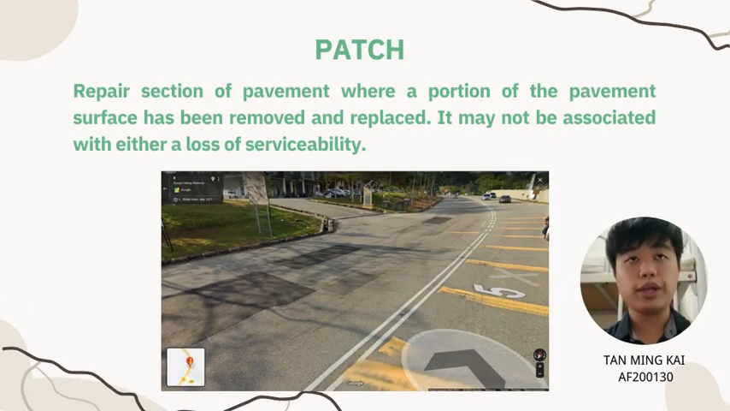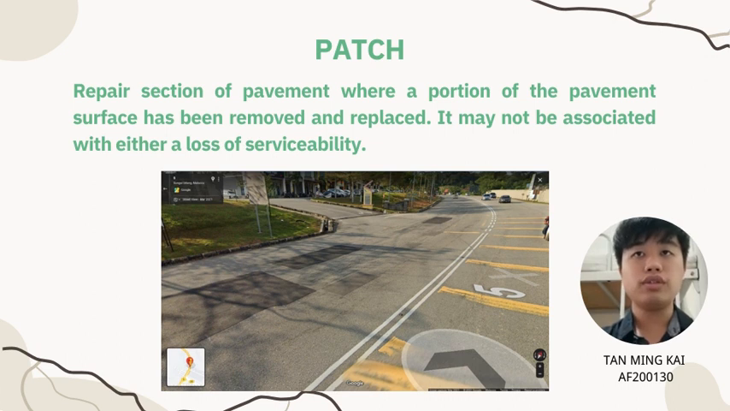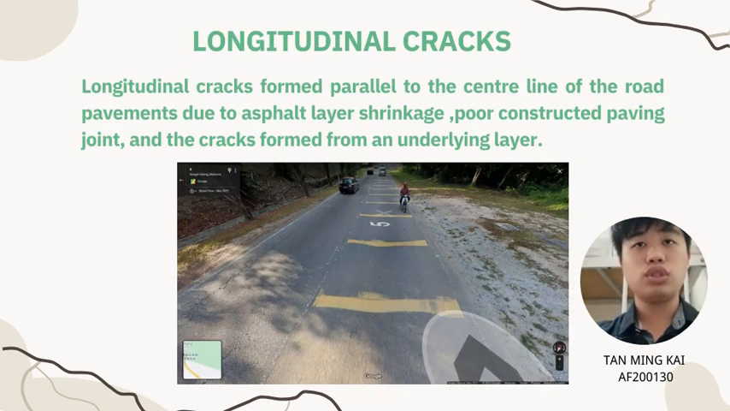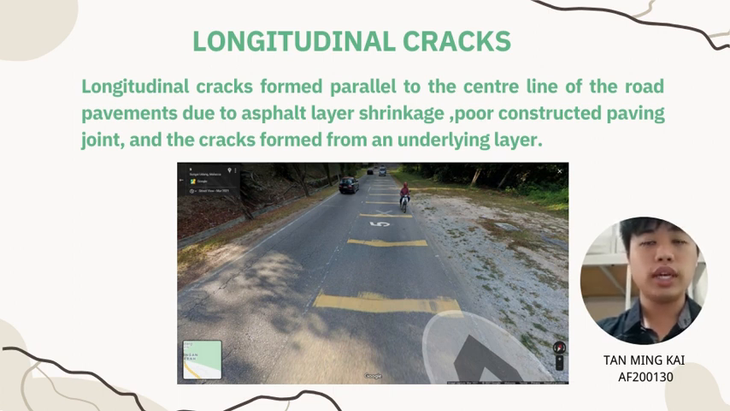We continue to patching. A patch is a repair section of pavement where a portion of the pavement surface has been removed and replaced. It may not be associated with a loss of serviceability. And then we have longitudinal cracks. Longitudinal cracks form parallel to the center line of the road pavement due to asphalt layer shrinkage, poorly constructed paving joints, and cracks formed from an underlying layer.